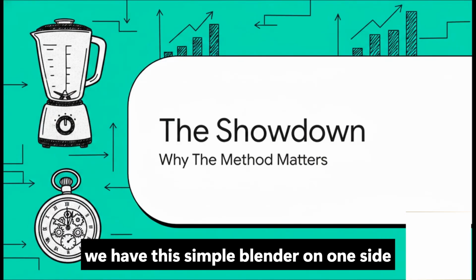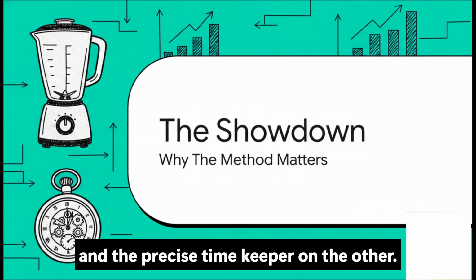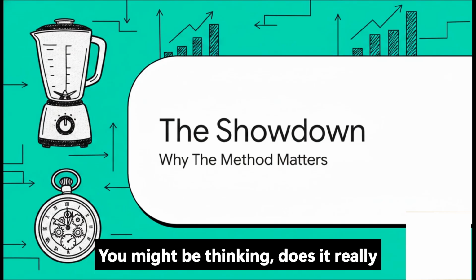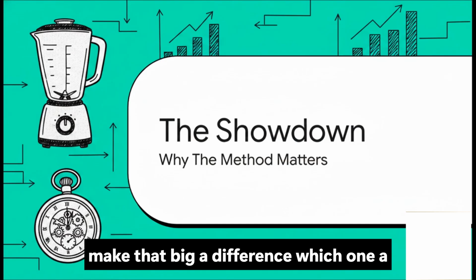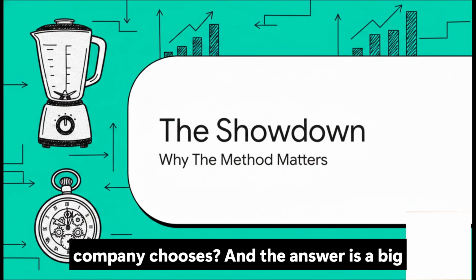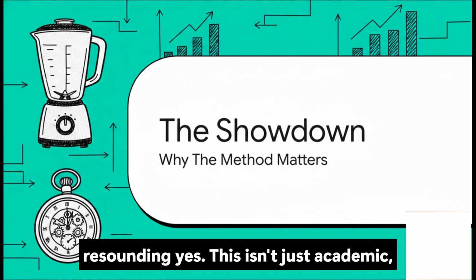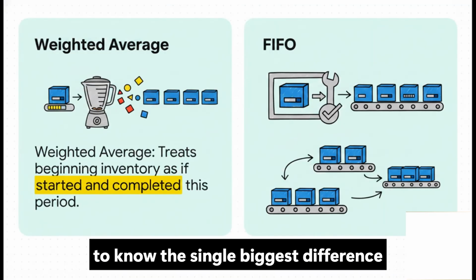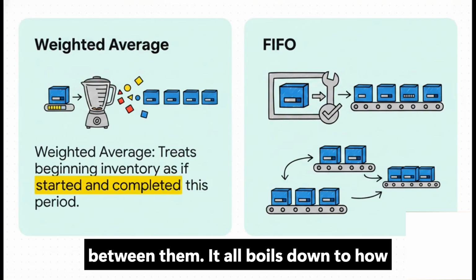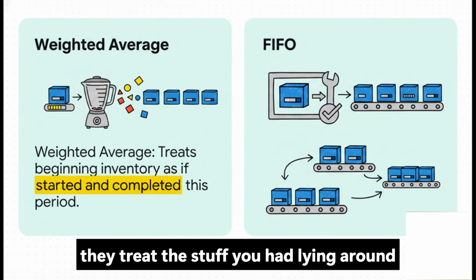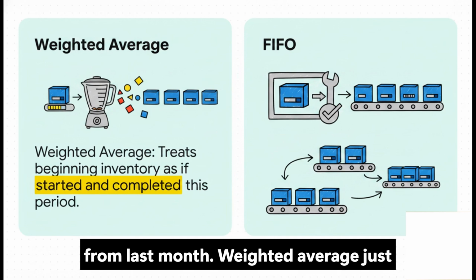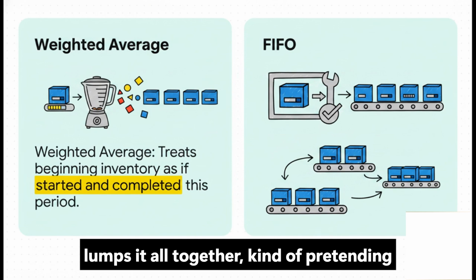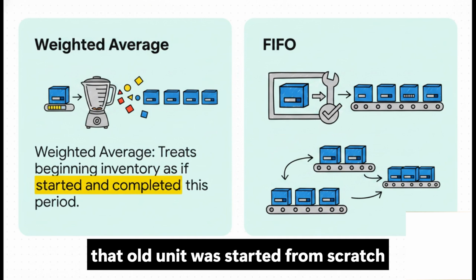So we have the simple blender on one side and the precise timekeeper on the other. You might be thinking, does it really make that big a difference which one a company chooses? And the answer is a big, resounding yes. This isn't just academic. It has very real consequences for a company's financial statements. You want to know the single biggest difference between them? It all boils down to how they treat the stuff you had lying around from last month. Weighted average just lumps it all together, kind of pretending that old unit was started from scratch today.